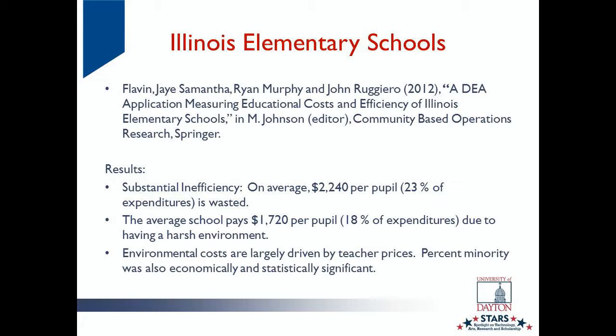Yeah. But there's still that notion that the average school has to pay nearly $2,000 per pupil extra because of the harshness of the environment. And the interesting one: the environmental costs were largely driven in Illinois by the high teacher prices. So the large cost that we saw due to the environment was actually the teacher prices. Percent minority and some of the other factors were also economically and statistically significant, as you would expect. But the large one was the teacher prices, which I thought was interesting. I threw it in the slide only because of the recent strike that was up there in Chicago.